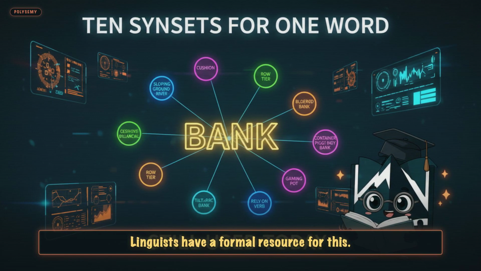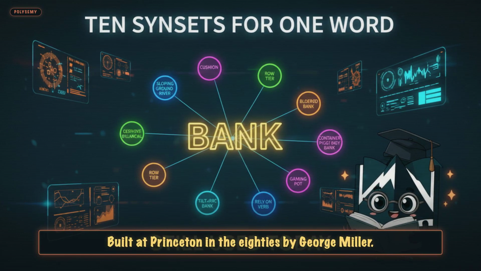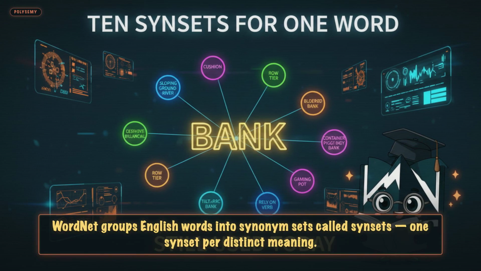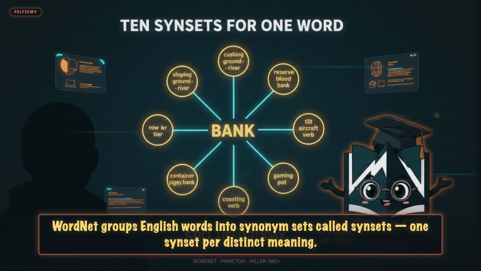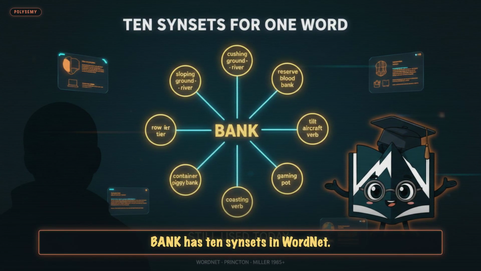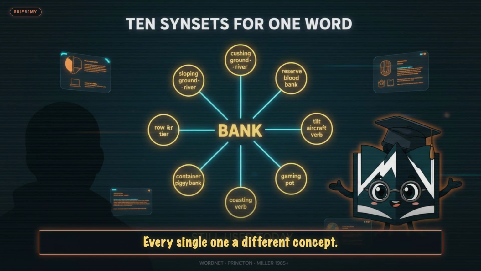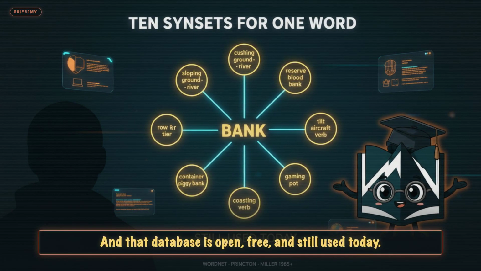It's called WordNet. Built at Princeton in the 80s by George Miller. WordNet groups English words into synonym sets called synsets, one synset per distinct meaning. Bank has 10 synsets in WordNet, 10, every single one a different concept, and that database is open, free, and still used today.